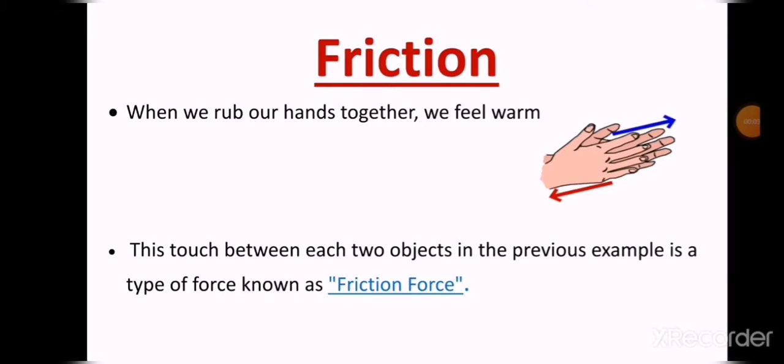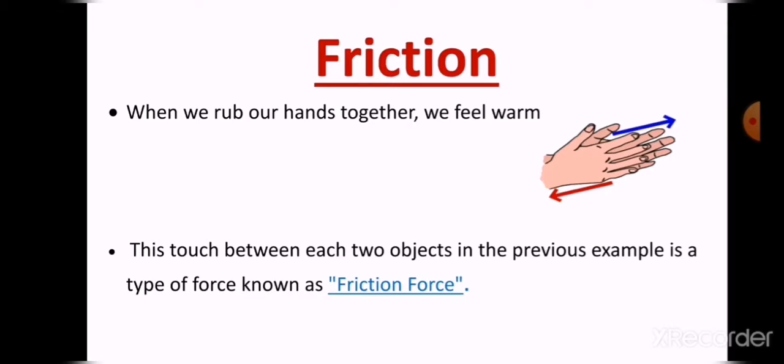Let's start with Unit 1. Unit 1 consists of two lessons. Lesson 1 is called friction. First of all, you have to know what is meant by friction. Friction means the touch between two objects or any two surfaces.